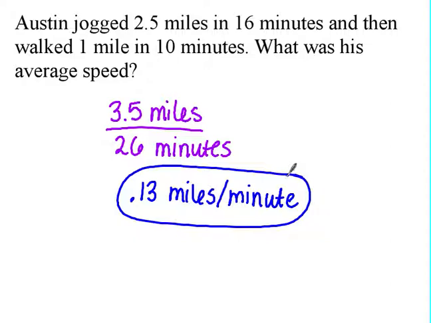Okay, so total distance divided by total time. And if you didn't write that down, you really should, because the way your book solves it isn't like this. We're solving it correctly, but they don't have this formula written down. Total distance divided by total time.